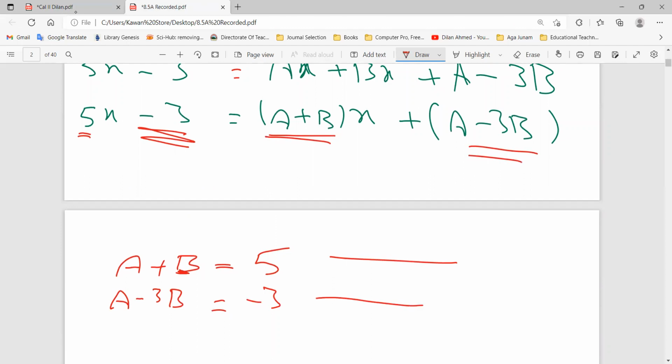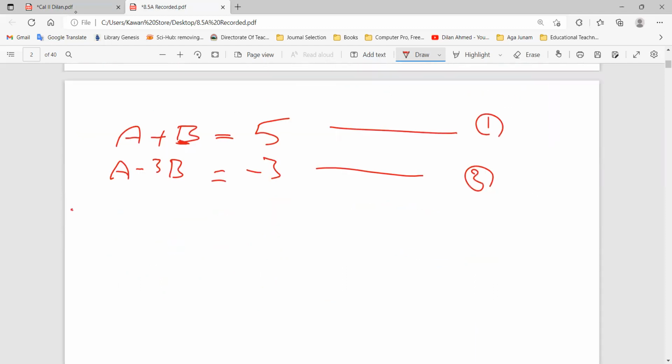So that one will be the first equation, and this the second equation. I made two equations. Why? Because I have two variables, A and B. So I'm going to find the values, right? Now, how do we find them? You can multiply that one by minus, and add all.